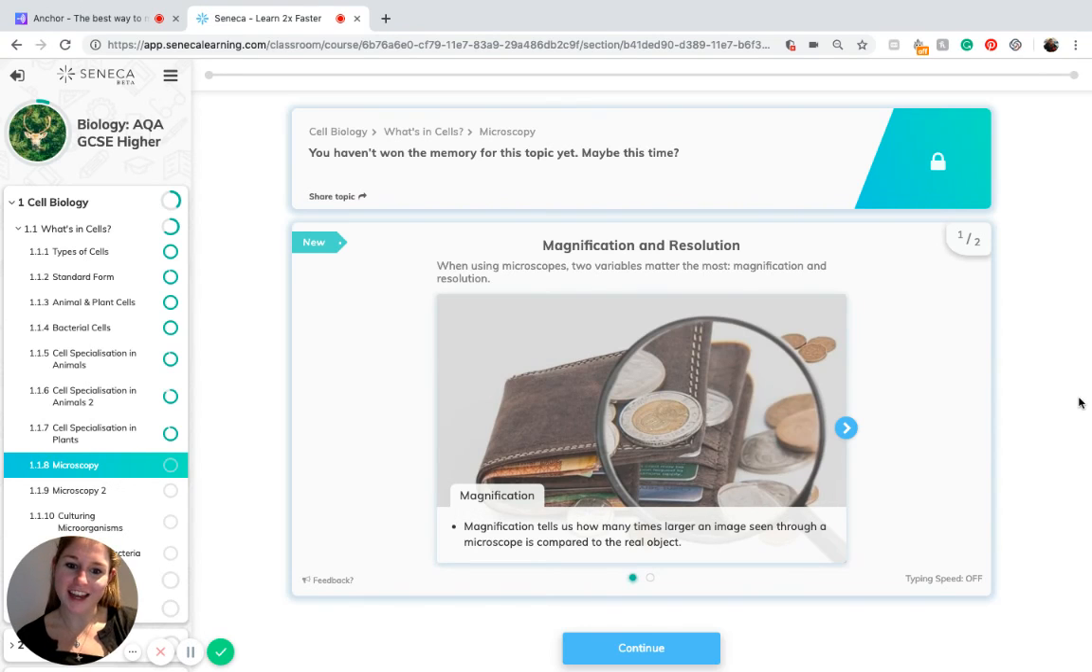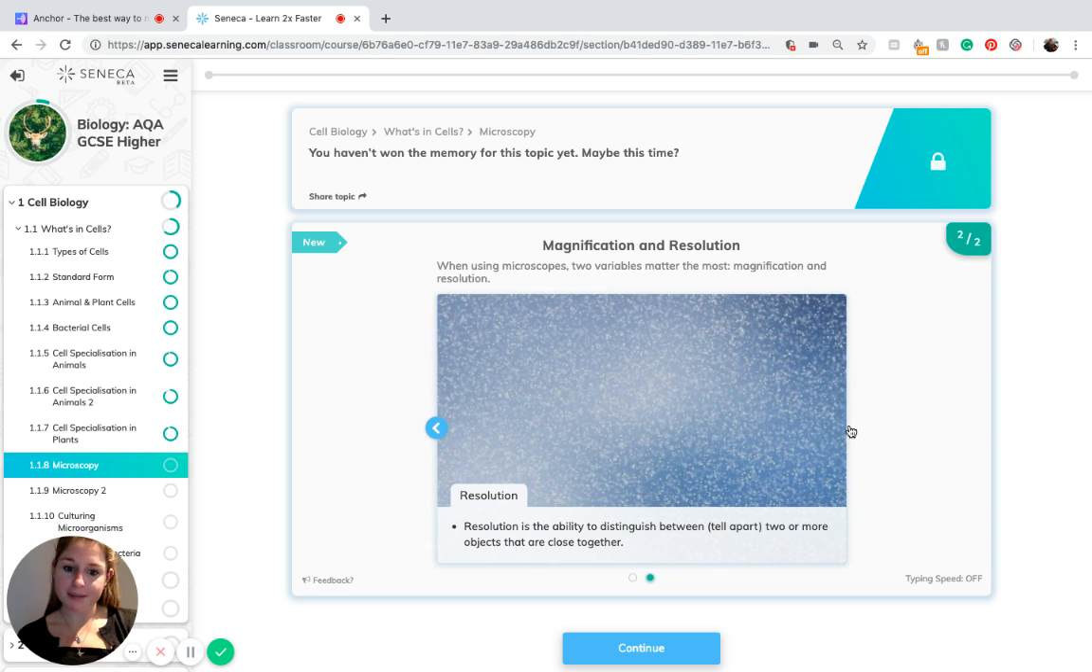It's Libby, and I'm going to be talking about microscopy in biology today. When using microscopes, two variables matter the most: magnification and resolution. Magnification tells us how many times larger an image seen through a microscope is compared to the real object. And resolution is the ability to distinguish between, or tell apart, two or more objects that are close together.